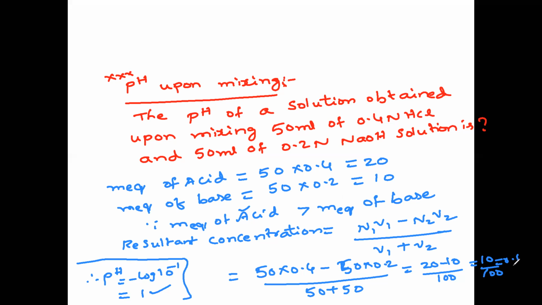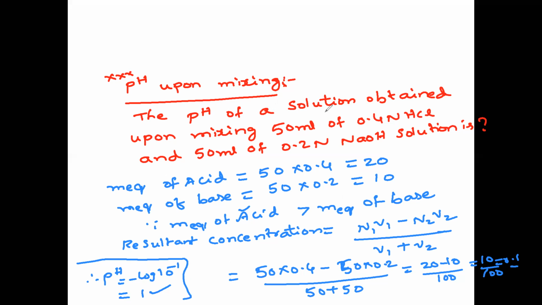So 10 by 100 is equal to 0.1. So pH is equal to minus log 10 to the power of minus 1, which is equal to 1. In this way, you have to calculate pH values upon mixing. So pH upon dilution, we know how to find, and pH upon mixing also we know how to find. So this is called pH upon mixing. Let us consider one more question based on this.